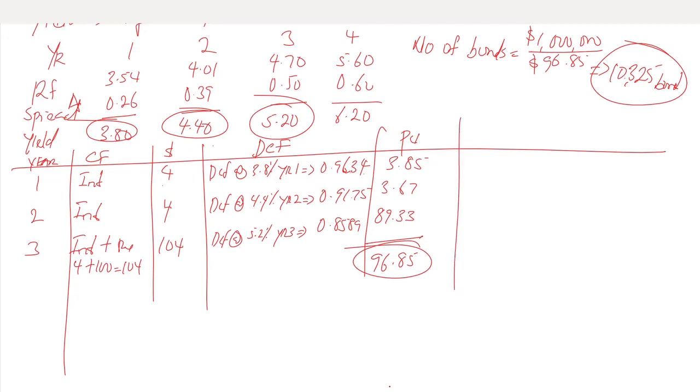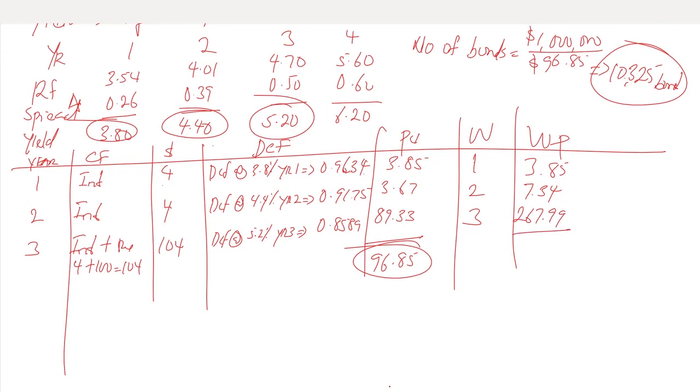So to get my duration, I'll simply bring weight here, weight 1, weight 2, weight 3. And I have my weighted PV. So this is 3.85, 3.67 times 2. So don't forget, the weighted PV is actually weight times the PV. So this is what I'm multiplying, this times this. So 3.67 times 2 gives me 7.34. Then 89.33 times 3. That gives me 267.99.